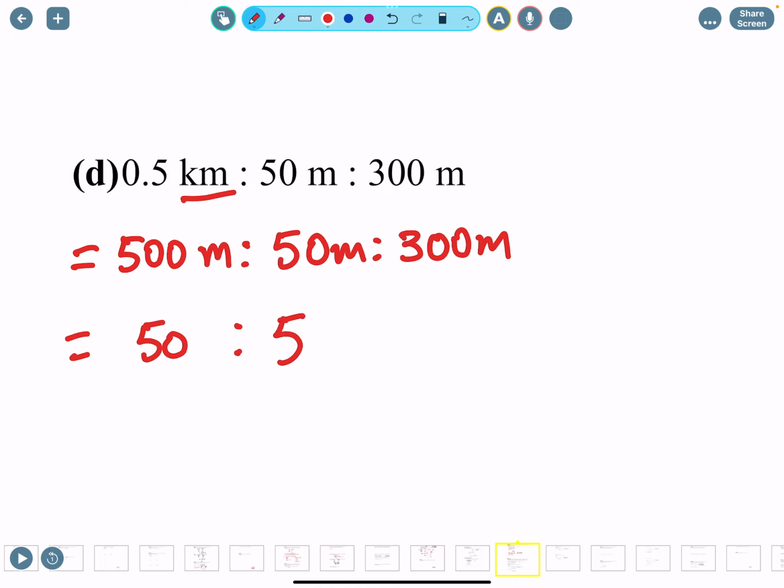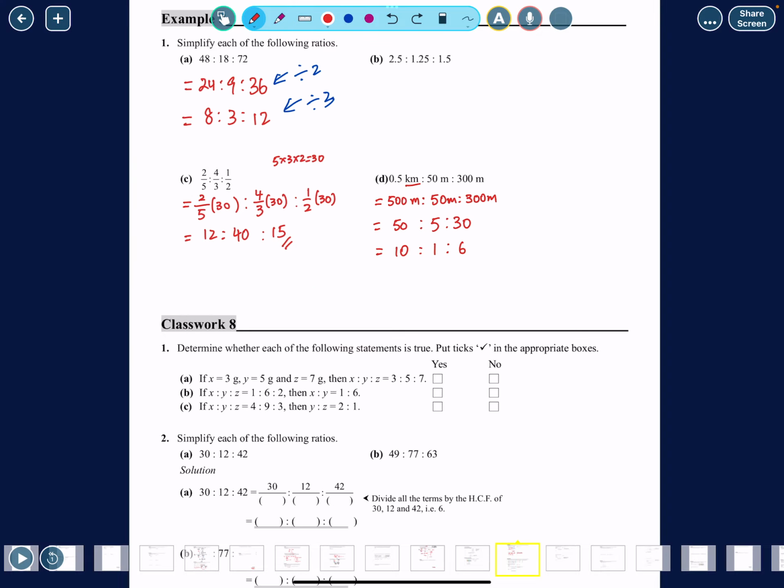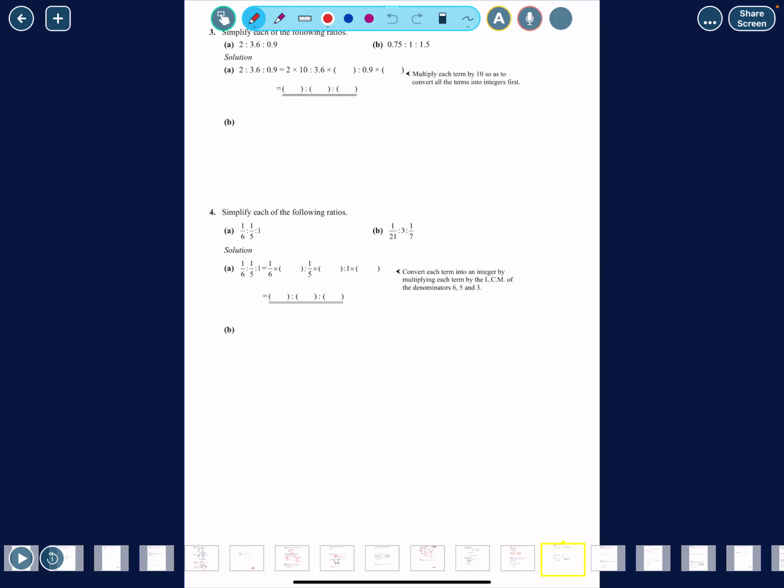So we have 5, 5, 30. And then I can divide by 5. 50 divided by 5 is 10, 5 divided by 5 is 1, and 30 divided by 5 is 6. Most likely you can't divide more because we have a 1 here. And that's the final answer. All right, so that's the first part.